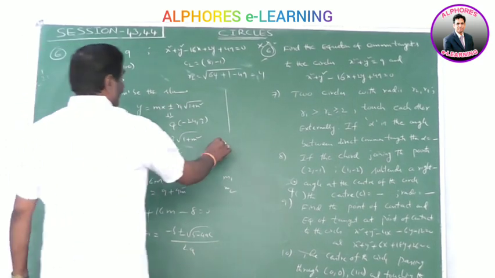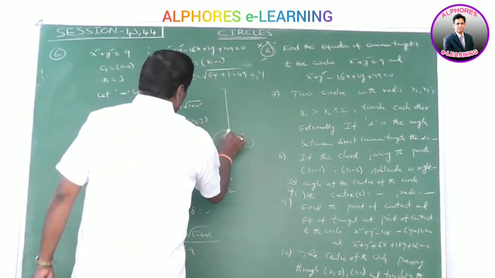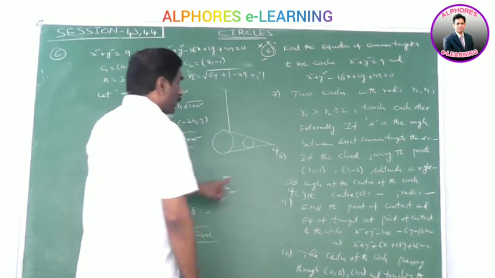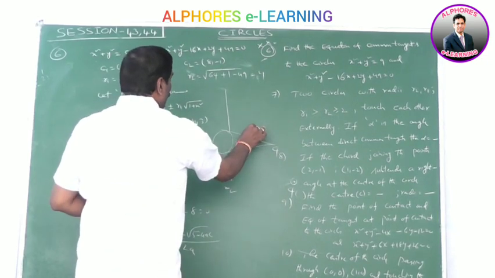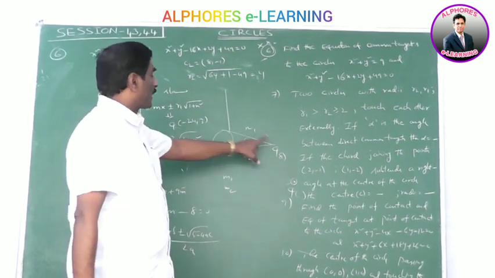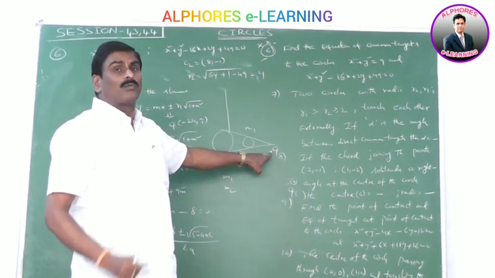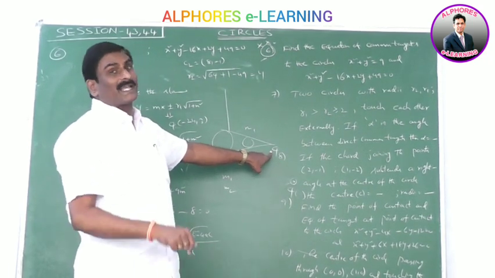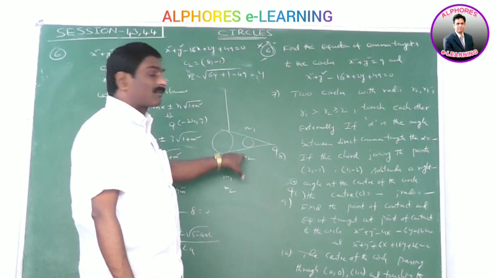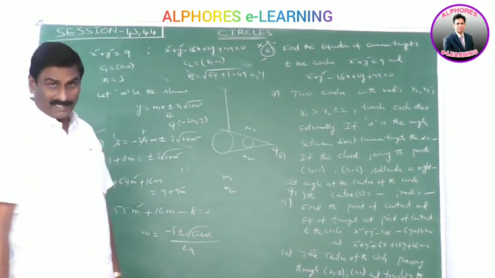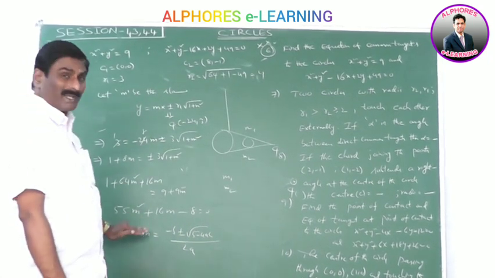Here, the two tangents must pass through this point Q. Q is the common point, and this is the slope m1, this slope is m2. If slope and point are given, what is the equation of the tangent? y minus y1 is equal to m into x minus x1. So by using that formula, we find the equation of the direct common tangent. Okay, it is the method.